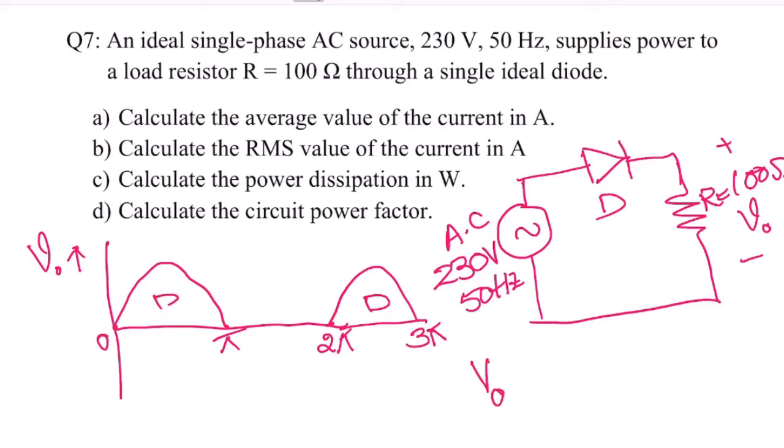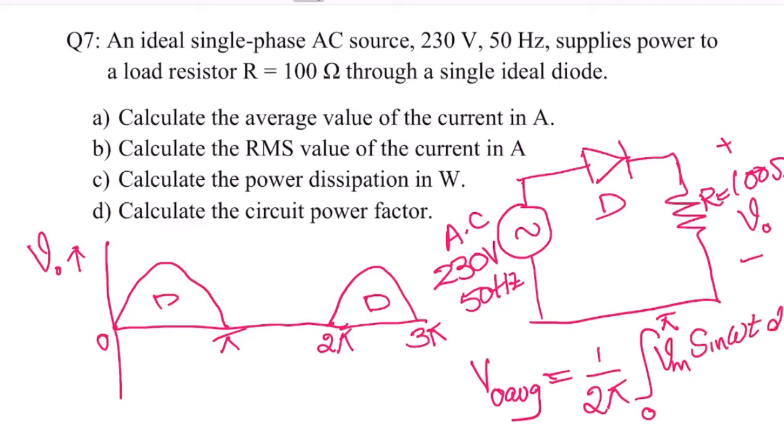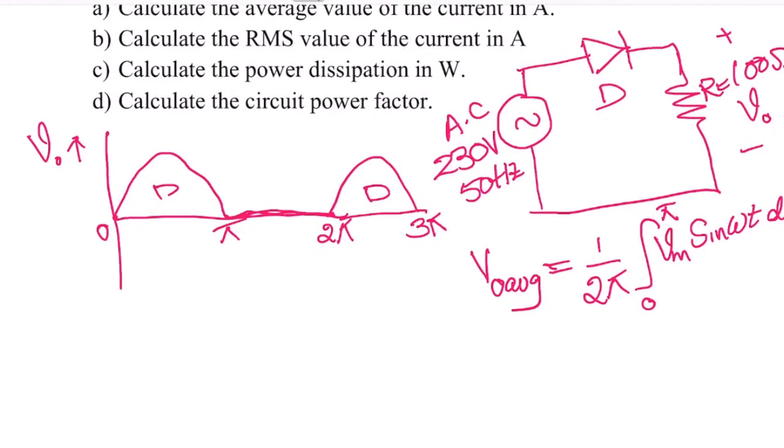Now if I am calculating the average output voltage, it is 1 by 2 pi, integral from 0 to pi, because only from 0 to pi the waveform exists, that is Vm sine omega t d omega t. What about from pi to 2 pi? From pi to 2 pi, the voltage will be 0. So there is no need to take any integration between pi and 2 pi.